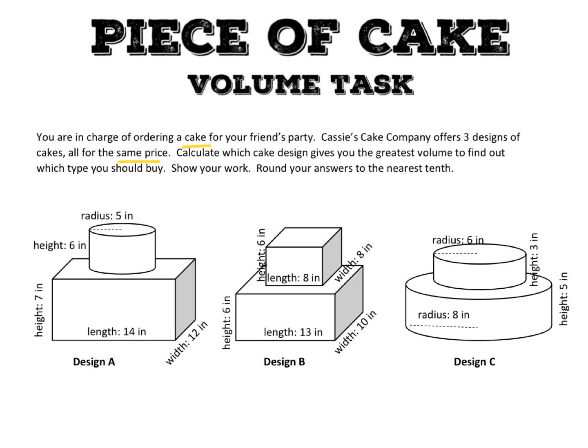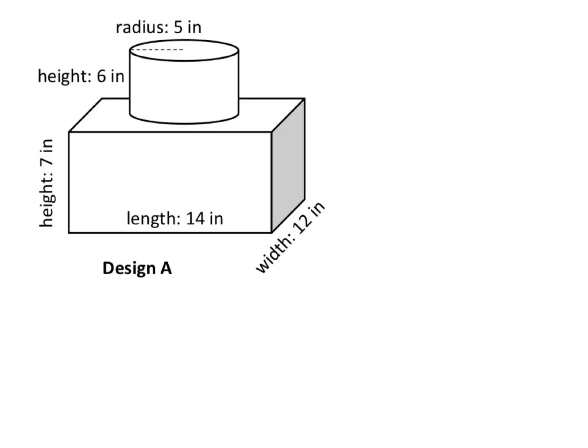So, right away, I'm kind of drawn to this cake here. I think kind of like the cylinder shape. But of course, it's style preference, and we want to see how much volume each cake will have. So, design A, do you see the 2 shapes? Right here, we have a rectangular prism, this bottom shape, and then we have a cylinder up top. So we want to do the volume of each one.